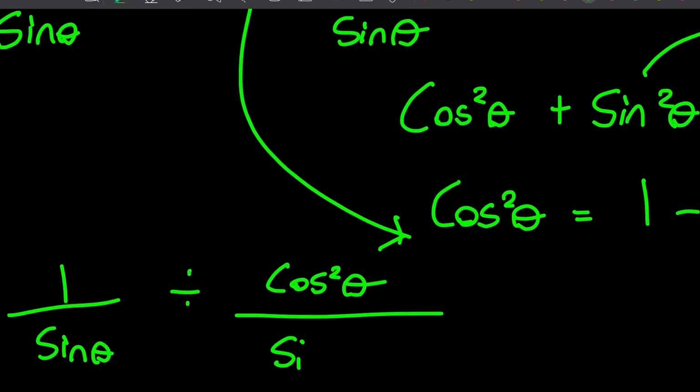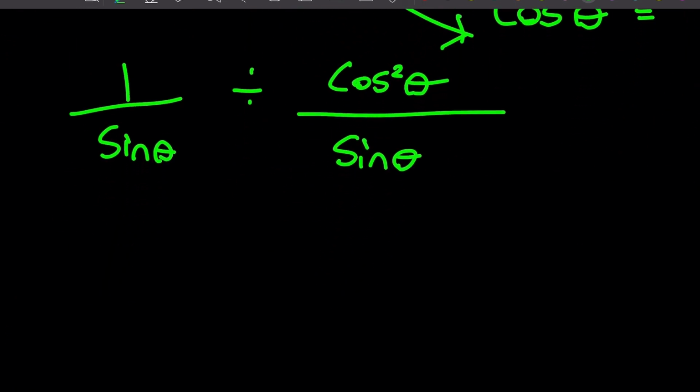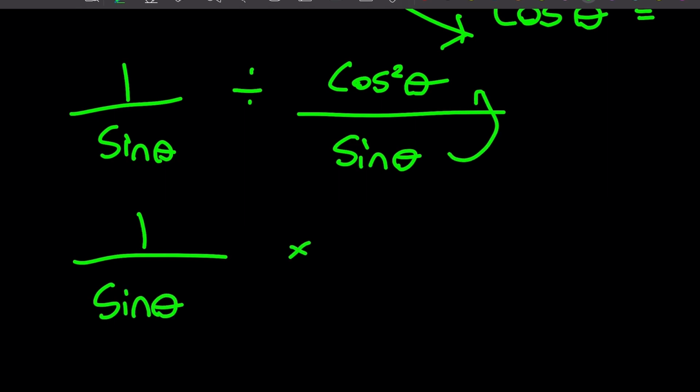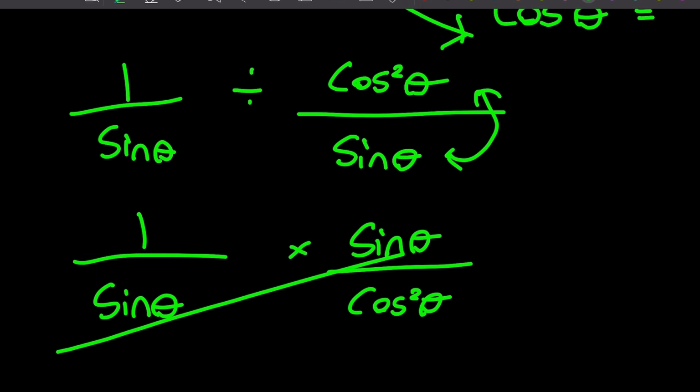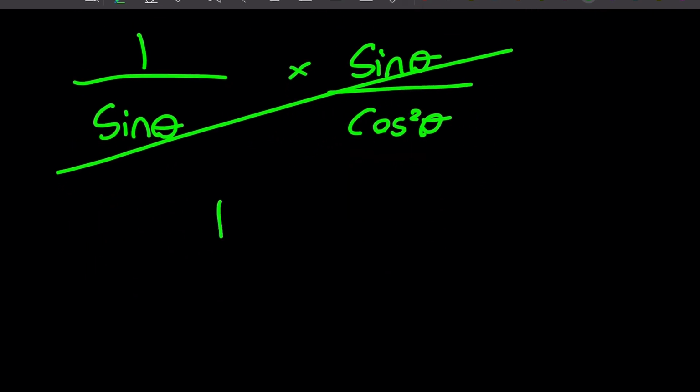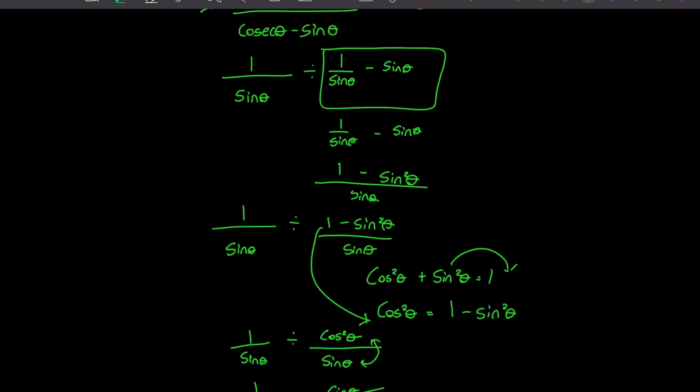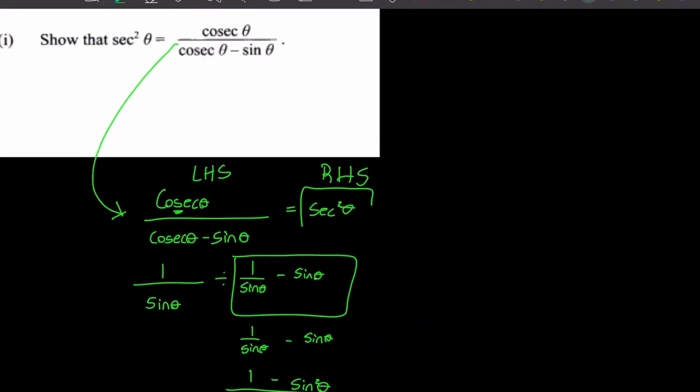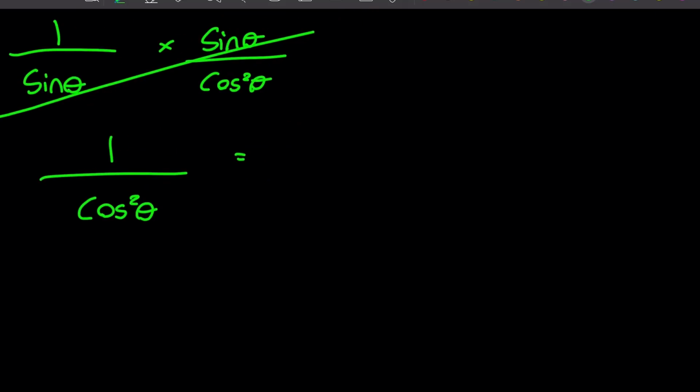And what did I say about dividing? It's the same thing as multiplying by the reciprocal. So instead we could have 1 over sine theta times, when we flip this around, sine theta over cos squared theta. We can simply cancel these out, and we'll have 1 over cos squared theta, and this should be equal to the right-hand side, sec squared theta.